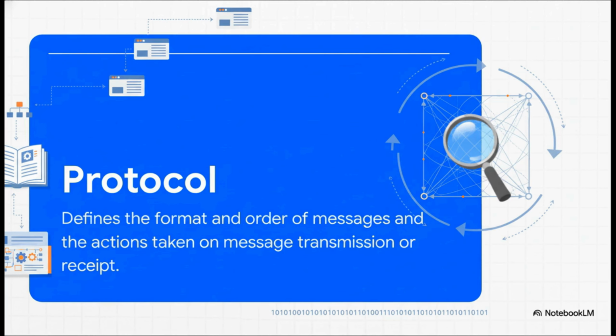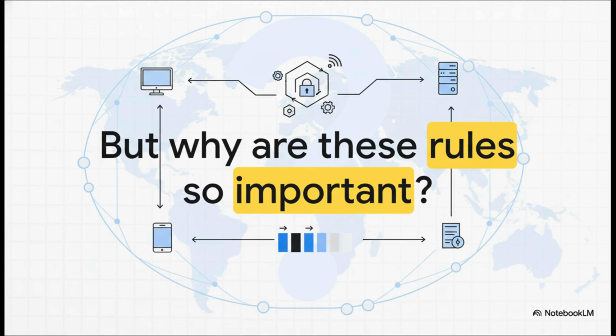It covers everything. Okay, I get what you might be thinking. Isn't this all a little rigid? Why can't computers just send data however they want? Well, the truth is, without these shared rules, the internet as we know it would just fall apart. It couldn't exist.